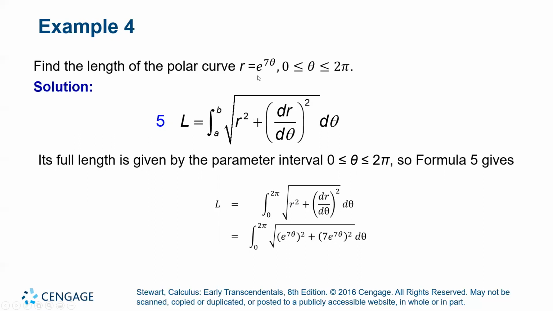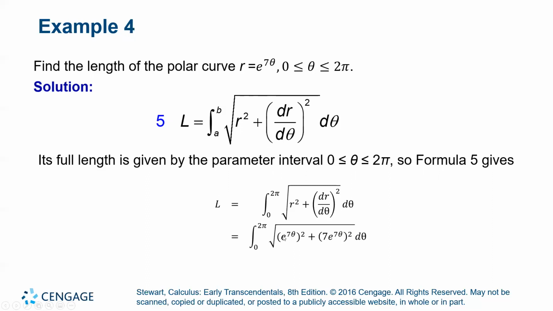r squared becomes e to the 7th theta squared, and dr d theta squared becomes 7e to the 7th theta squared. Where is that coming from? If you look at the formula, r equals e to the 7th theta, and you take the derivative of that, straightforward. What's the derivative of e to the 7th theta? It's e to the 7th theta, but times 7 because of the chain rule.